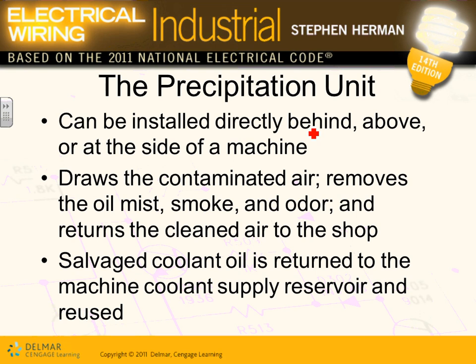There's something called a precipitation unit. Precipitation unit, guys, to clean the air right by the machines. Remember, we have machines where we're cutting, drilling holes in aluminum and steel. It's installed directly behind, above, or at the side of a machine. Do you guys see that little machine sucking all the fumes coming out of it? You see them in manufacturing all the time. So that's what they're talking about.